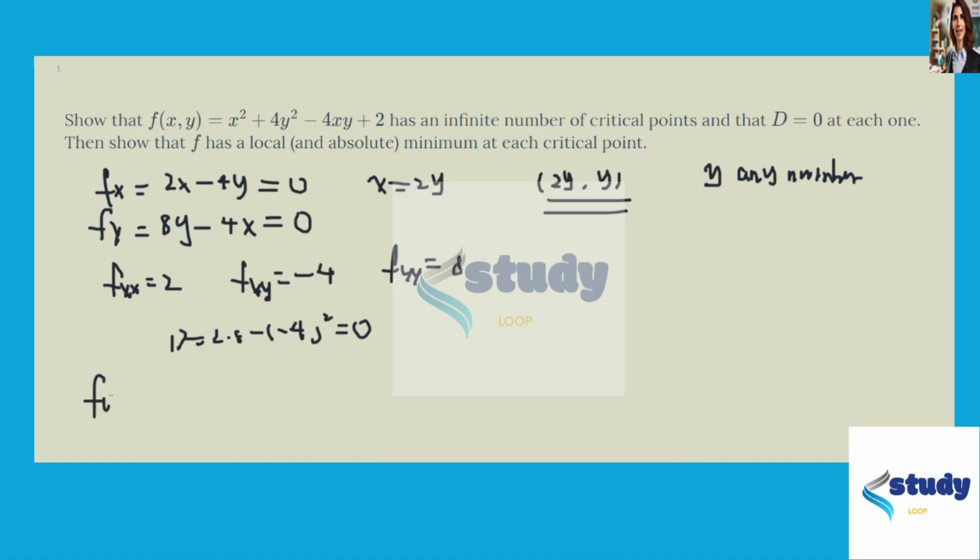But for f(x,y), we know this is equal to (x - 2y)² + 2. This is always greater than or equal to 2, and equal to 2 when x = 2y. The function has a local minimum. So this proves that f has a local minimum at each critical point.